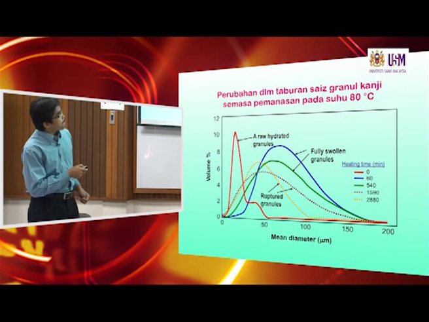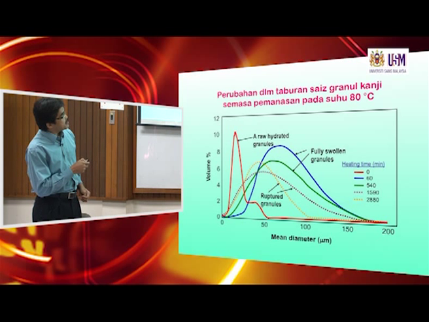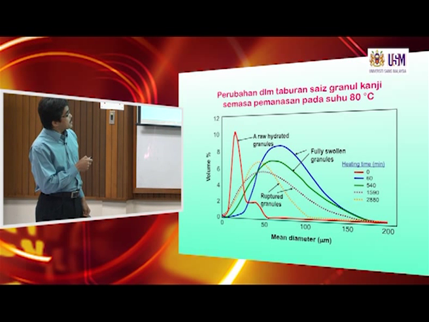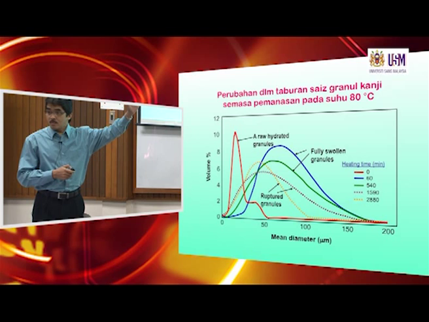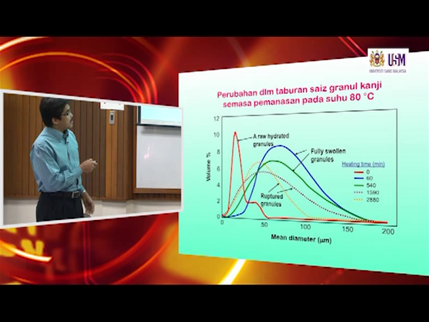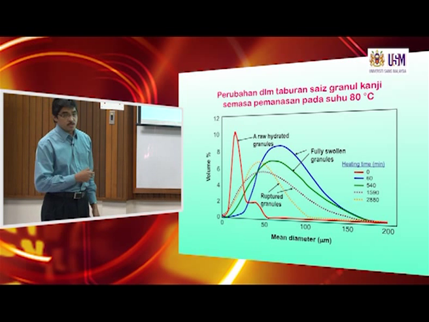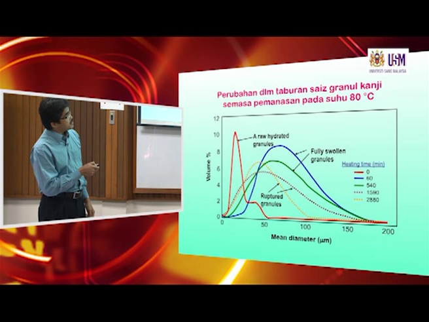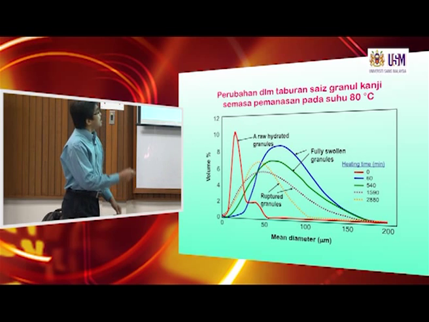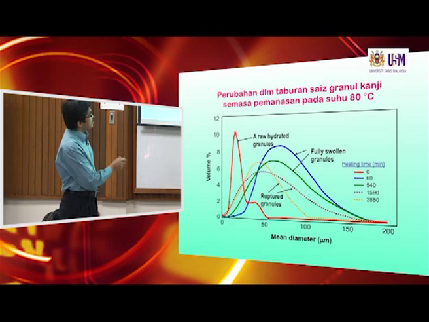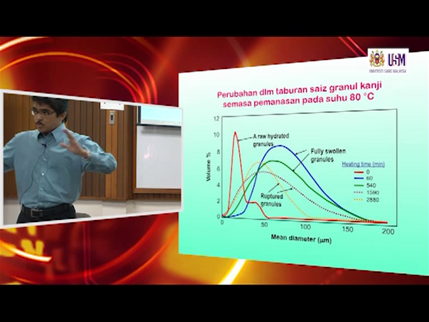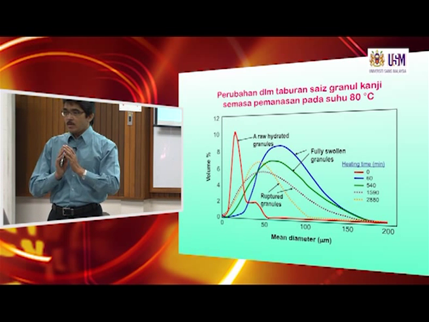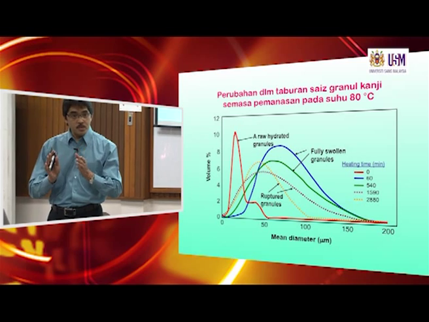So initially, at 60 minutes, the blue line, the curve, this curve represents a distribution, right? A distribution, meaning that you have some small size, some average, some large. Then you can see at 60 minutes, the blue line first shifts to the right, and look at the volume percent and the mean diameter. So it clearly shows that the granules swell, increase in volume, increase in diameter, average, total.